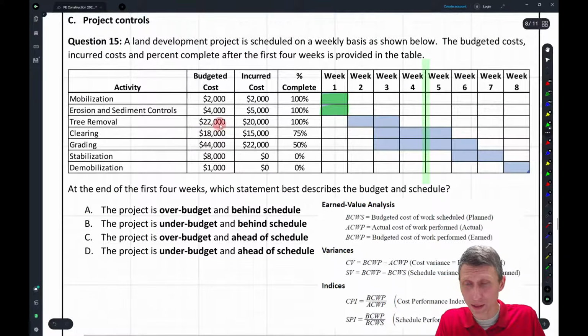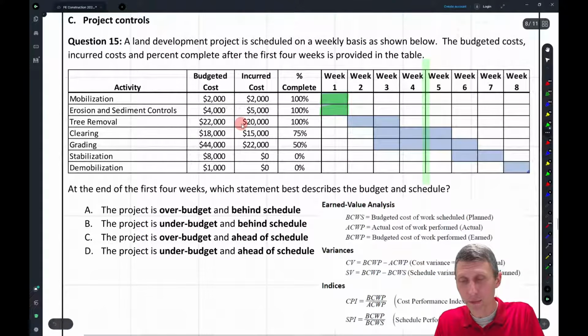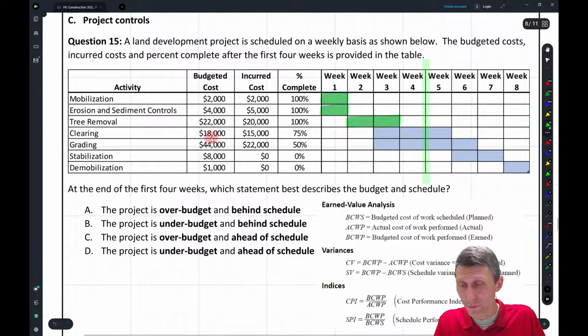Again, we have a budgeted cost of 22,000. The incurred cost was actually a little bit less. The trees got out of there a little more quickly. We had a couple of guys come along and say, hey, can I have some of those trees? I want to burn them for firewood. We sold them, whatever. But let's say the incurred cost was a little bit less. We're still at 100%. We got everything done in the time frame we wanted. Okay, let's keep coming down here. Clearing, we budgeted 18,000, incurred 15.